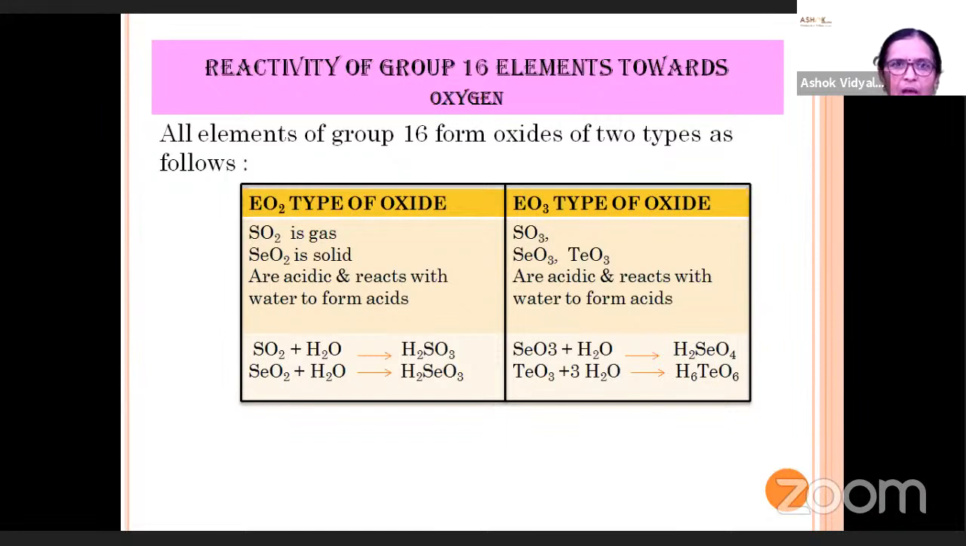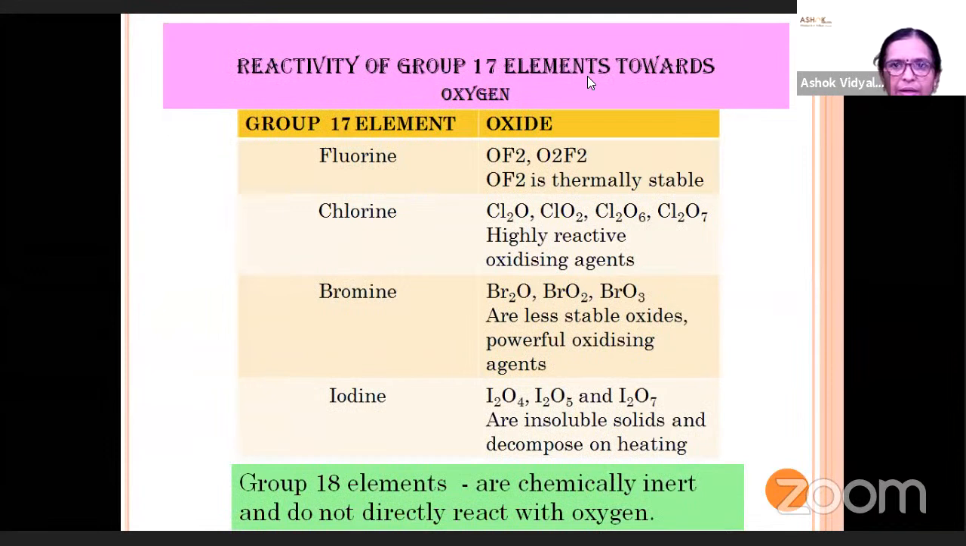Means this is the reactivity of group 16 elements towards oxygen. Now we'll move to the next slide. Reactivity of group 17 elements towards oxygen.